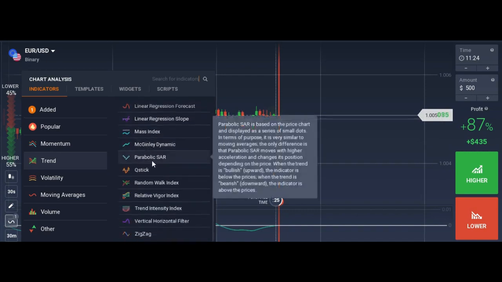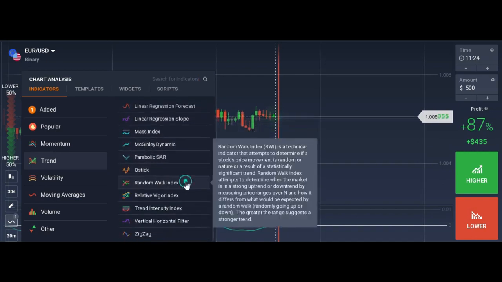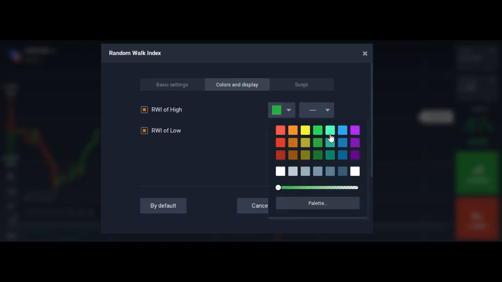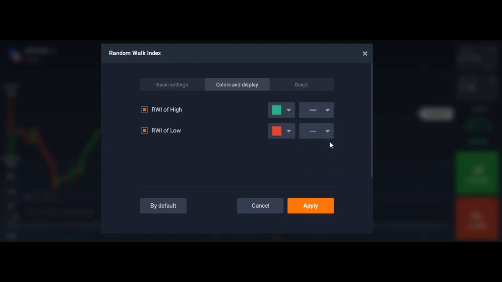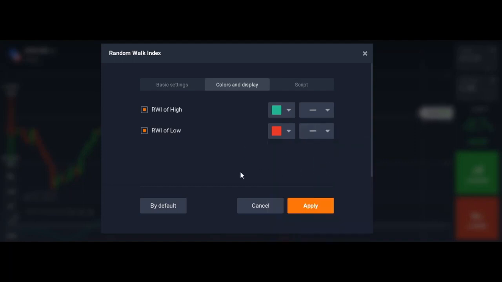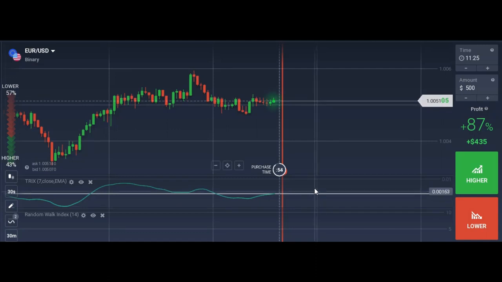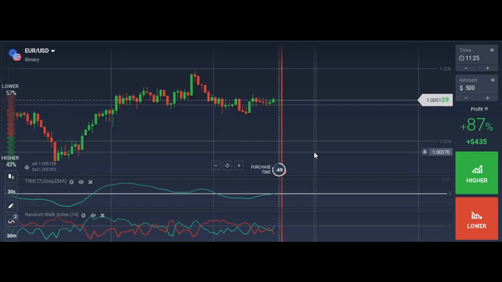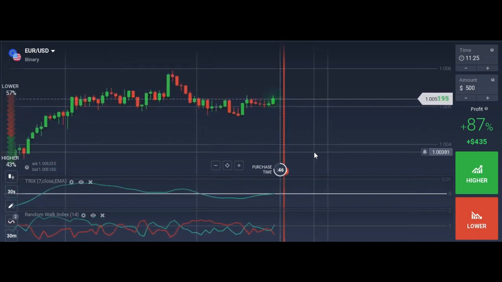Another indicator is Random Walk Index. In period we leave 14. In color I'm going to put water green on thick line. On red on thick line. It's a trend indicator. It tells us if there is more bullish or bearish force.